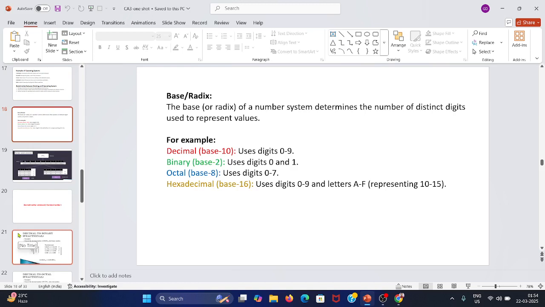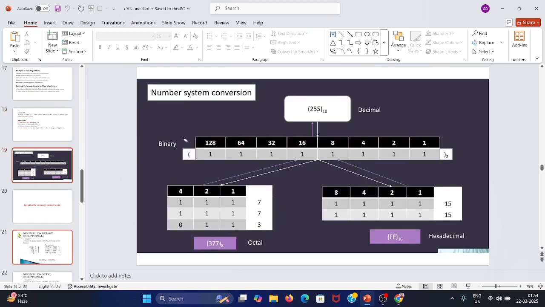So that is the thing. After that, let's see the simple conversion. Okay, there is no fractional number. We are just converting a simple number, a normal integer type of number. It's not a fractional number.